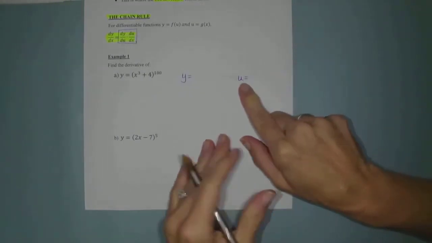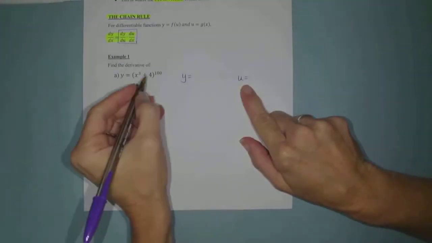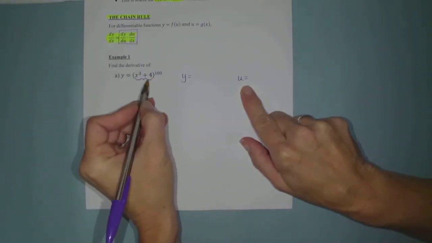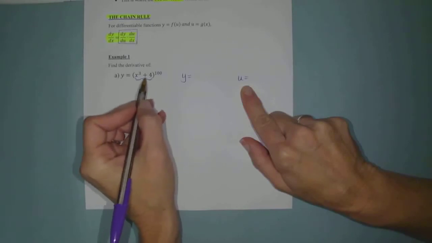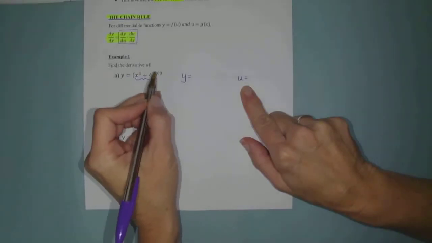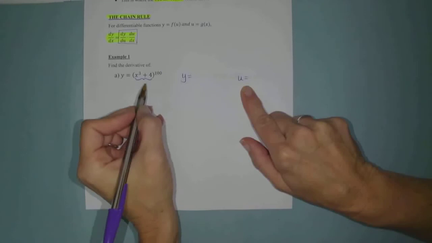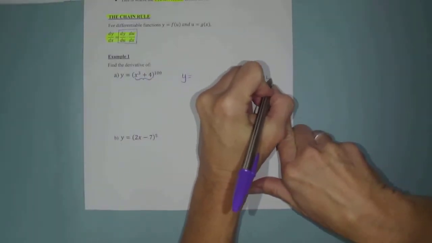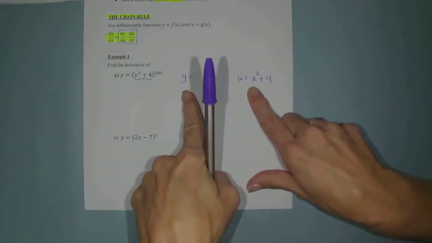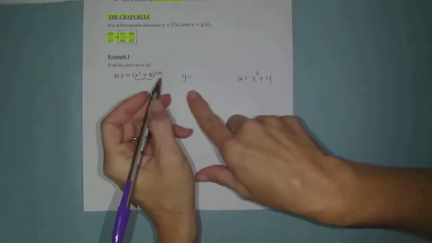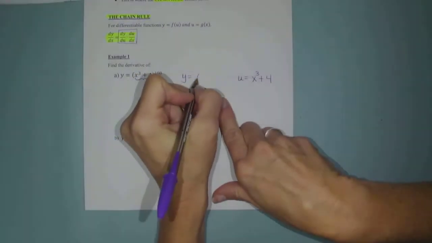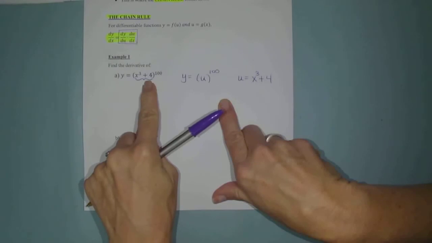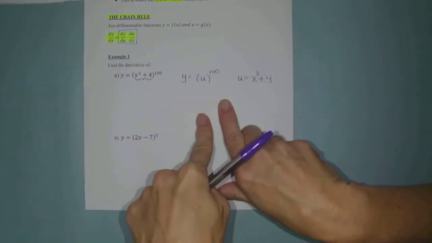Okay, now u is the stuff inside the parentheses, more than just the x. So like the stuff here, the quantity being raised up to the 100th power. So I'm going to let u be x to the third plus 4. And so what that does to y is now I can write y as u to the 100th power. Since this is u, y equals u to the 100th power.